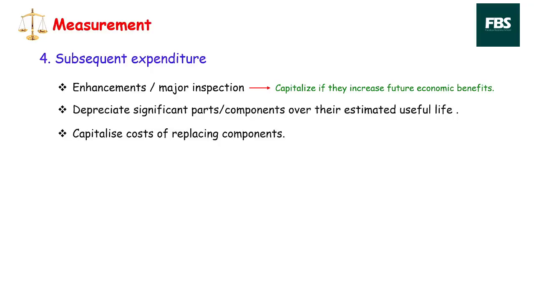Significant parts or components are required to be depreciated over their estimated useful life. Cost of replacing components are required to be capitalized. Continued operation of an item of PPE may require regular major inspections for faults regardless of whether parts of the item are replaced. When each major inspection is performed, its cost is recognized in the carrying amount of the item of PPE as a replacement if the recognition criteria are satisfied. For cost relating to repairs and maintenance, expense immediately.